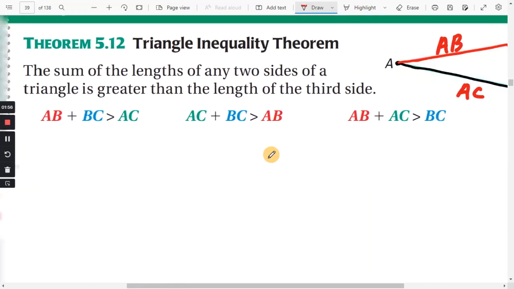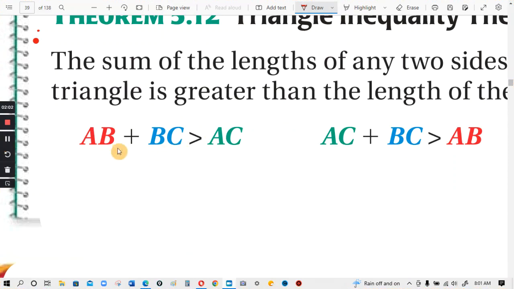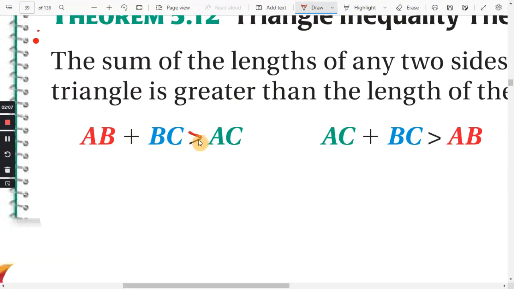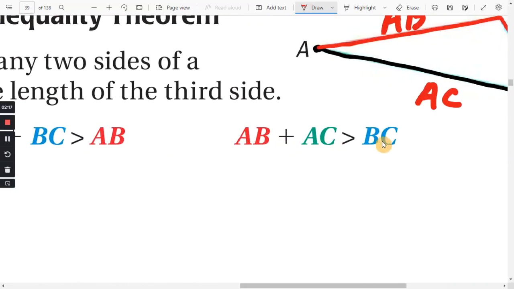All right, remember the inequality symbol always points to the less than side. So if you add any two sides, it's going to be greater than the third side. So AB plus BC is greater than AC. AC plus BC is greater than AB. And AB plus AC is greater than BC.